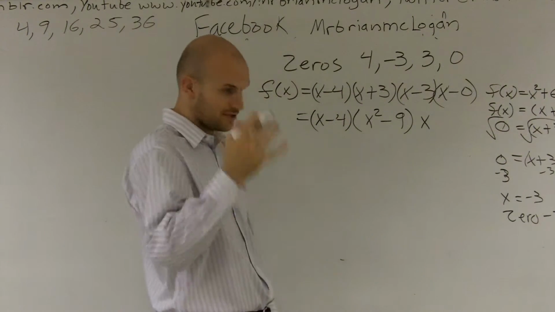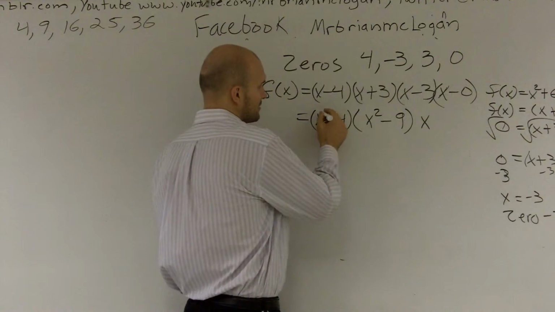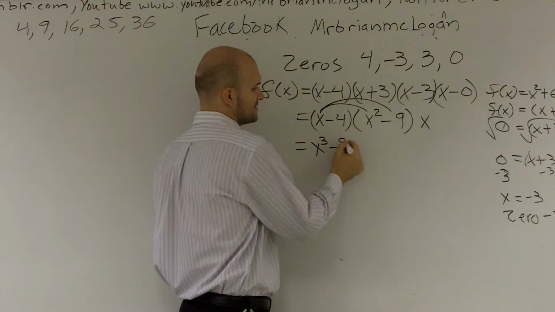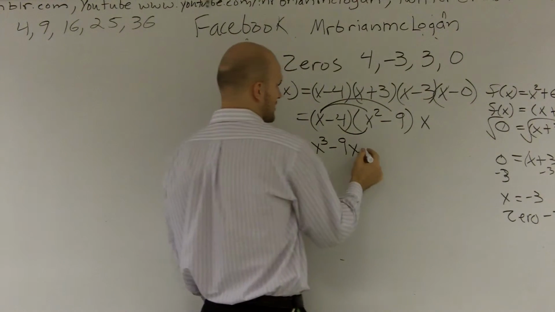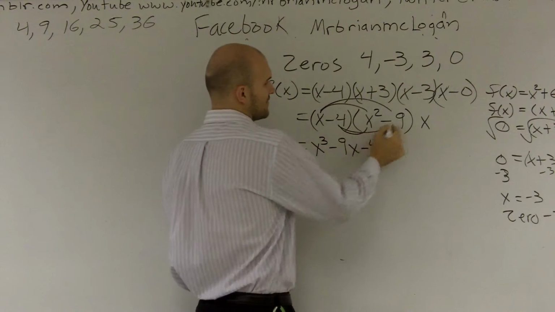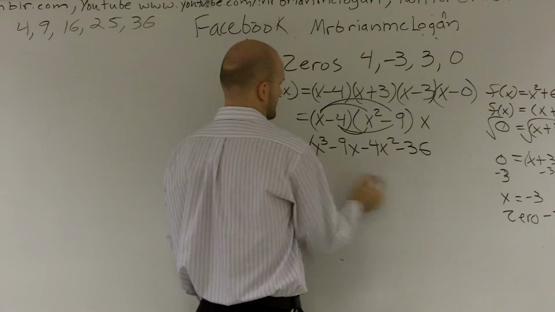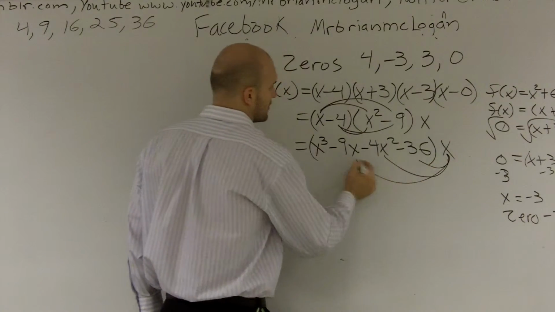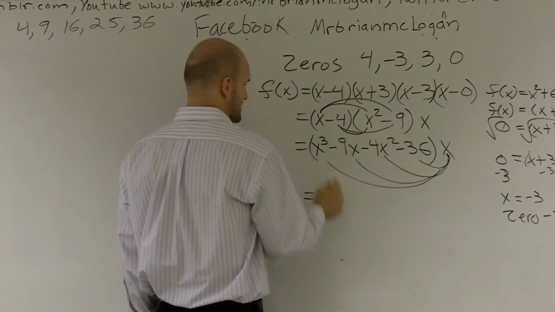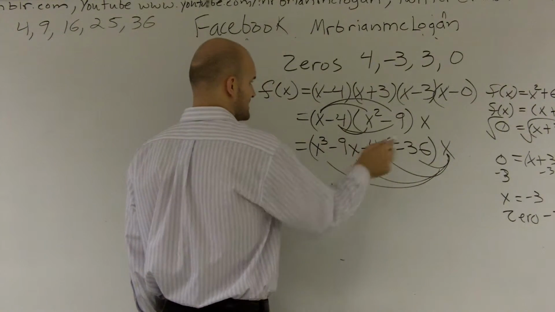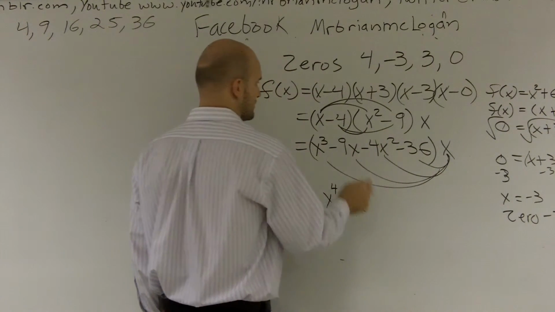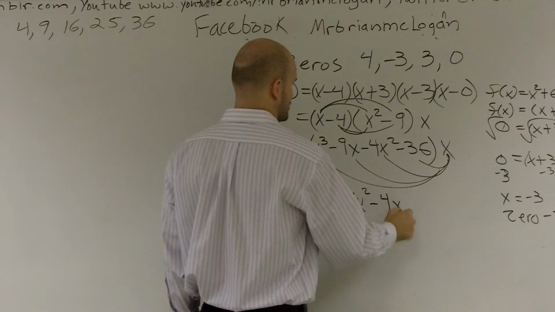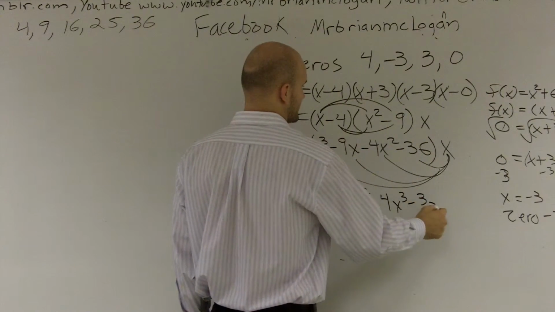I'm not going to do a review of FOIL, however I'll show you what I'm doing. x times x squared is x cubed. x times negative 9 gives you negative 9x. Negative 4 times x squared is negative 4x squared. Negative 4 times negative 9 is positive 36. Now I need to distribute my x. x times x cubed is x to the 4th. Negative 9x times x is negative 9x squared. Negative 4x squared times x is negative 4x cubed. 36 times x is 36x.